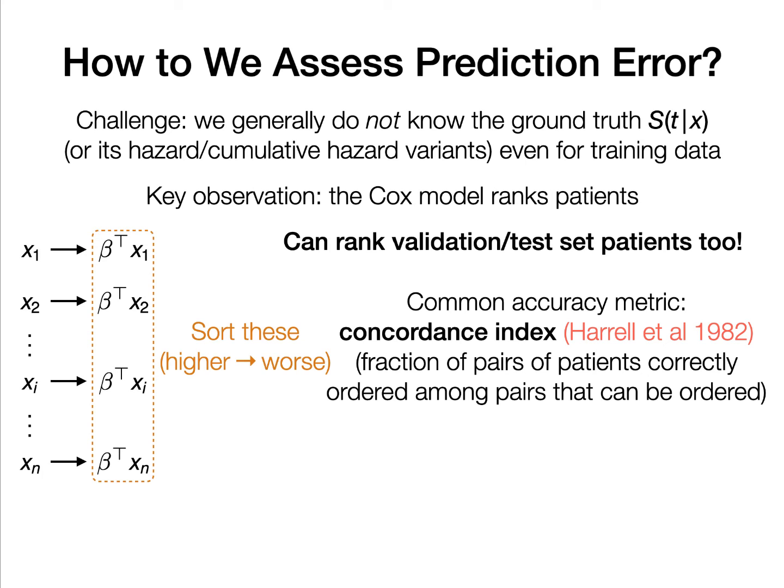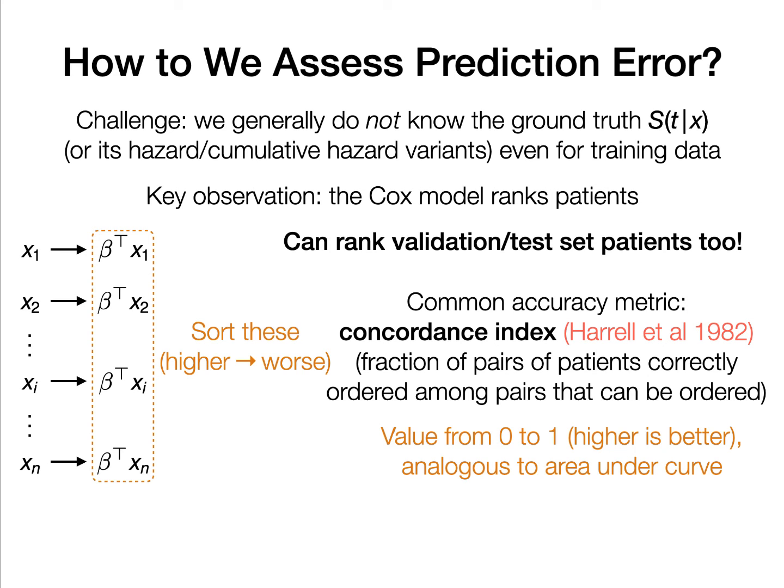And this is fundamentally a ranking-based accuracy metric, okay? It looks at the fraction of pairs of patients correctly ordered among pairs that can be ordered. I'll get to what that means in the next slide, but for now, that's what I'll leave it at. So concordance index, because it's a fraction, is a value from 0 to 1, where higher is better, okay? And in some sense, it is like area under the curve for classification. So with that, now I'll say a little bit about what it means among pairs that can be correctly ordered.